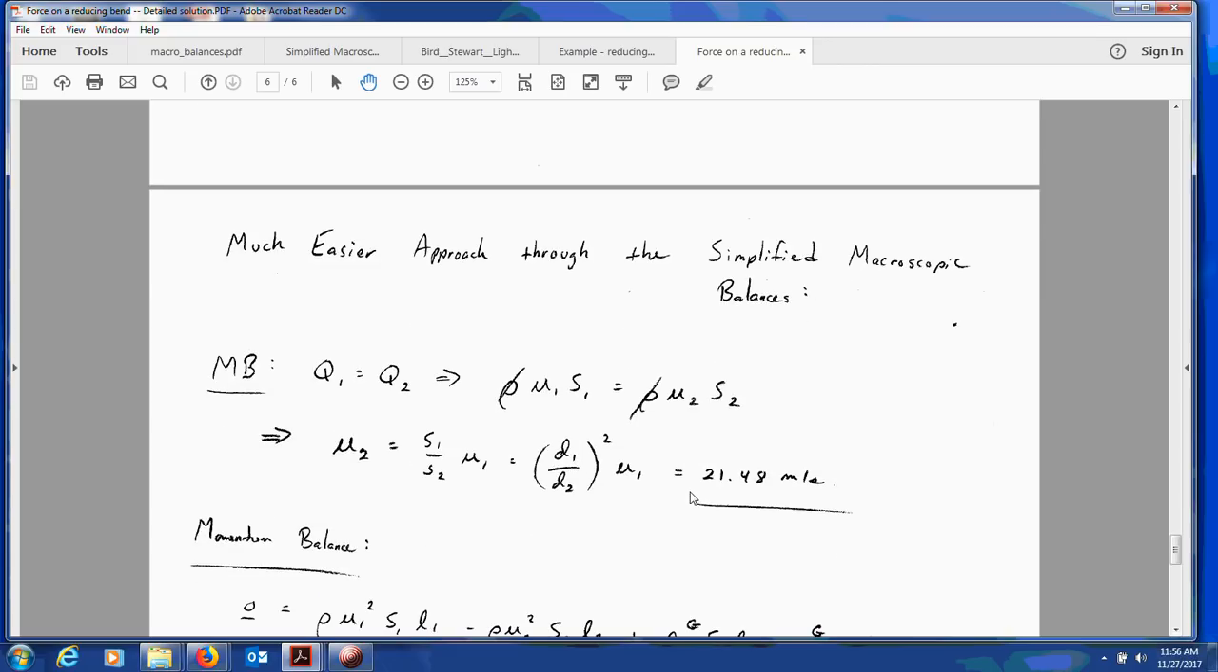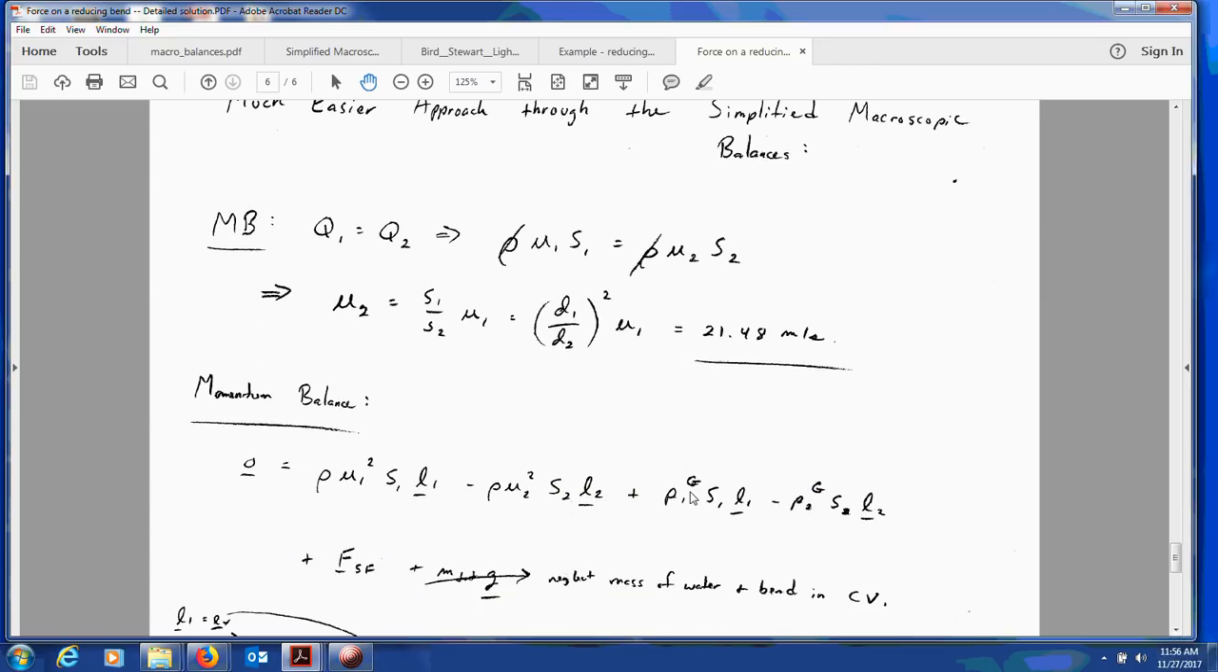The momentum balance is where the simplifications really appear. So we write out the momentum balance from the handout in the simplified macroscopic balances. So 0 at steady state is equal to rho U1 squared S1 times unit vector L1 minus rho U2 squared S2 times unit vector L2, plus we still use gauge pressure, so P1 gauge S1 L1 minus P2 gauge S2 L2, plus the force of the solid on the fluid, F_SF, which is a term that we want to solve for, and then plus the total mass times gravity, which is the gravitational force, and this is what we're told to neglect, so we ignore that term.